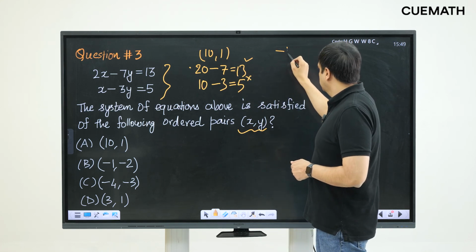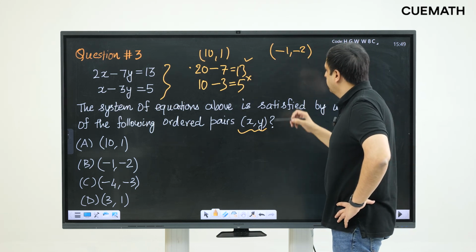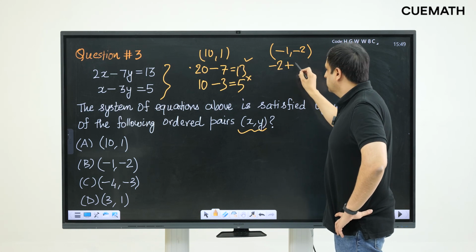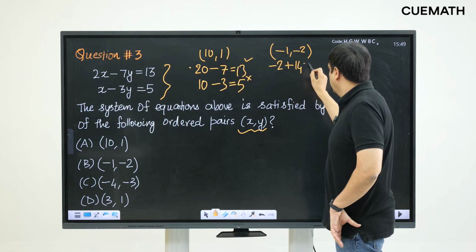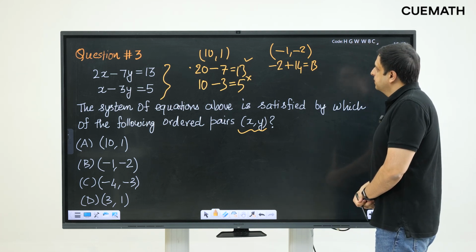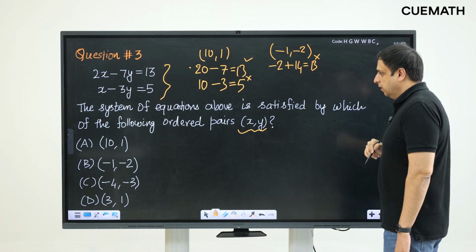Now let me take minus 1 and minus 2. So 2x minus 7y, so 2x will be minus 2, minus 7y will be plus 14, and we need this to be equal to 13, but that's not correct. So I can directly rule out this option here.